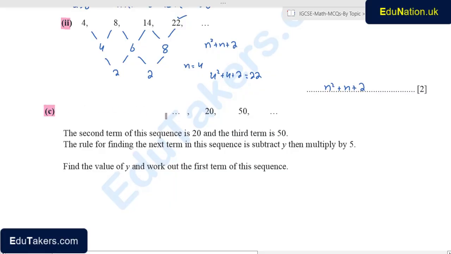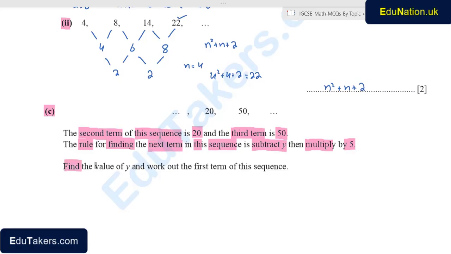It's part C. The second term of this sequence is 20 and the third term is 50. The rule for finding the next term in this sequence is subtract y, then multiply by 5. Find the value of y and work out the first term of this sequence.